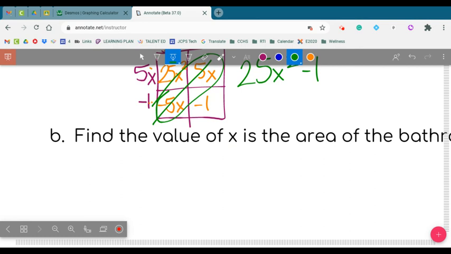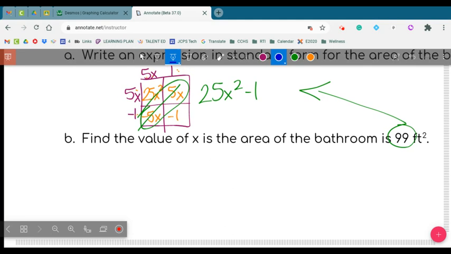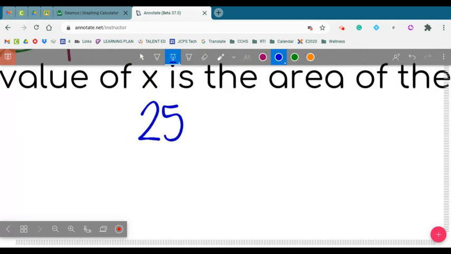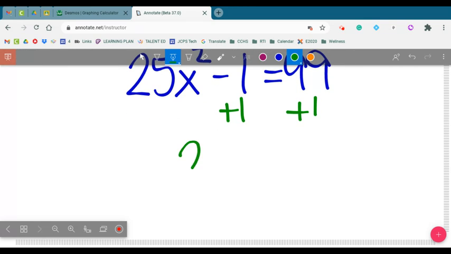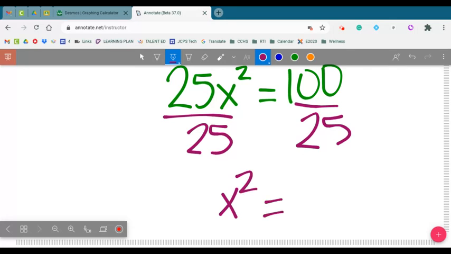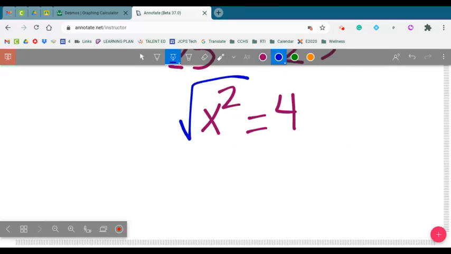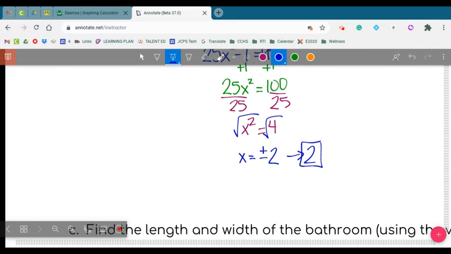It then says find the value of x if the area is 99. So I'm going to set this equation equal to 99. So I'm going to have 25x squared minus 1 equals 99. Add 1. 25x squared equals 100. Divide by 25. x squared equals 4. Square root both sides. Square root of 4 is going to be a positive or a negative 2. Remember, we only want a positive 2 since we're dealing with length and width.